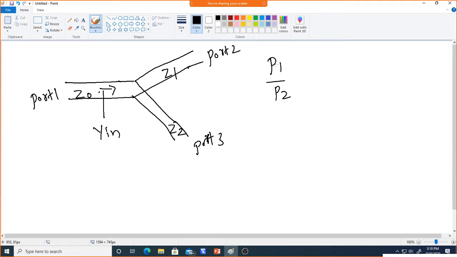assume the port 2 power to port 3 power is a 2 to 1 ratio. So this will be the ratio if we want to divide. Then what are the impedances I need to calculate?